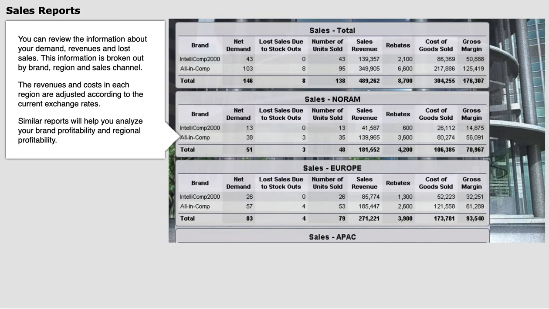You can review the information about your demand, revenues, and lost sales. This information is broken out by brand, region, and sales channel. The revenues and cost in each region are adjusted according to the current exchange rates. Similar reports will help you analyze your brand profitability and regional profitability.